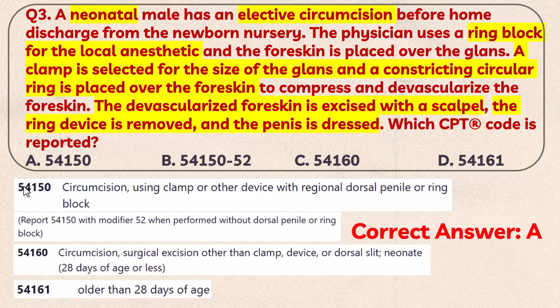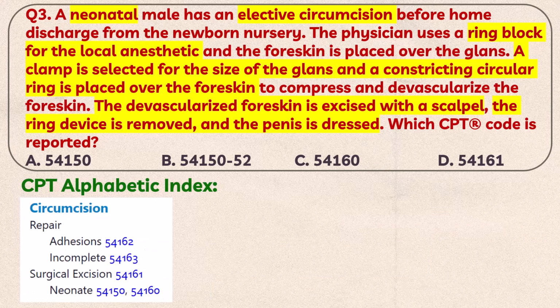So if you encounter this case in the real working world, you have to use the alphabetic index. In the alphabetic index, first you have to go for the main term, that is circumcision, then go for the subterm surgical excision. This is a neonate. So when you go to the neonate, it says 54150 and 54160. Again, come back to the tabular list and confirm the answer. Once you confirm the answer, the correct answer will be answer A.